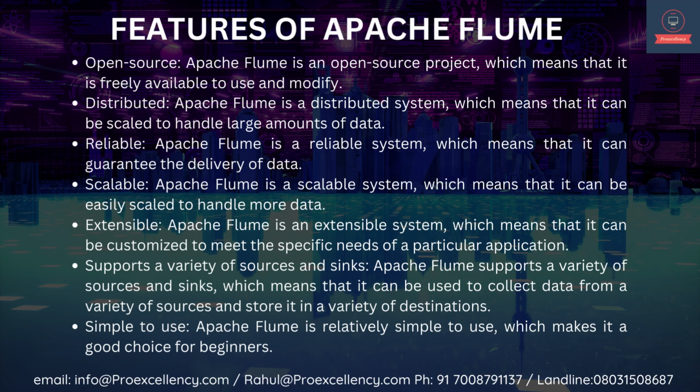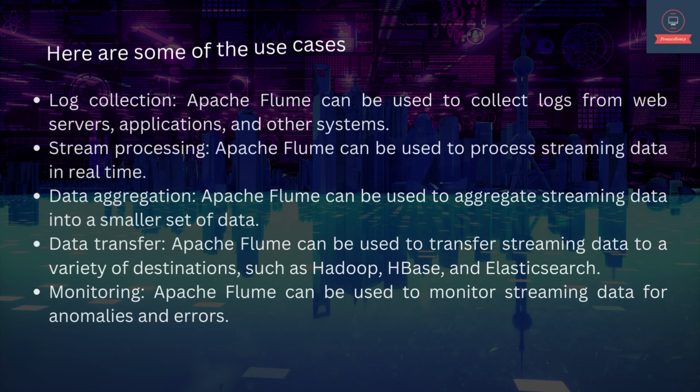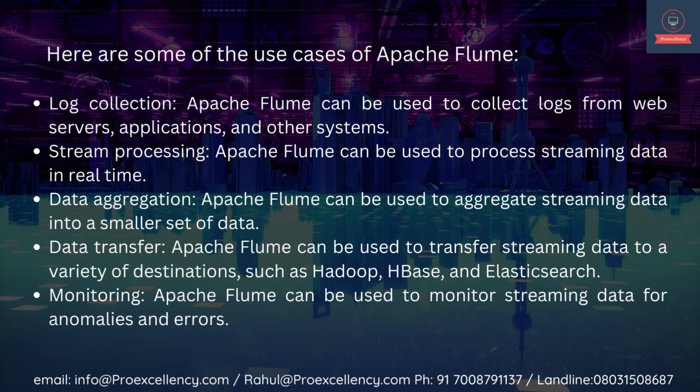Extensible. Apache Flume is an extensible system, which means that it can be customized to meet the specific needs of a particular application. Supports a variety of sources and sinks. Apache Flume supports a variety of sources and sinks, which means that it can be used to collect data from a variety of sources and store it in a variety of destinations. Simple to use. Apache Flume is relatively simple to use, which makes it a good choice for beginners.